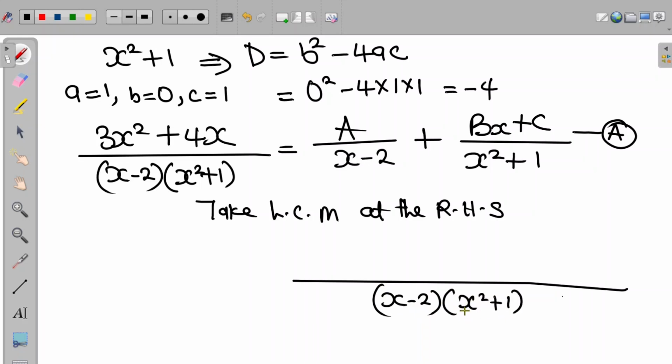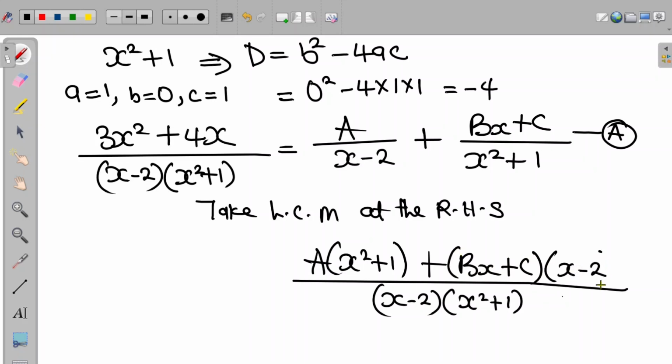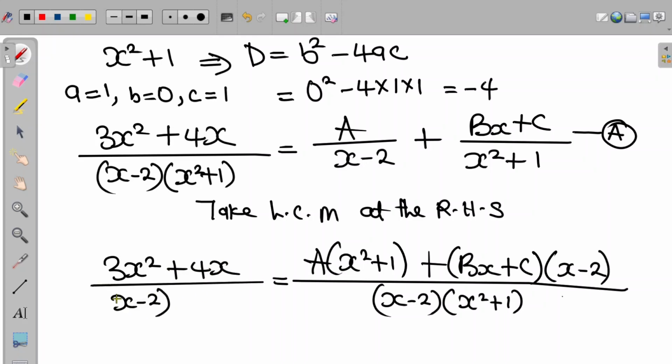The LCM divided by (x minus 2) will be left with x squared plus 1. So we have A multiplied by (x squared plus 1), plus also the LCM divided by (x squared plus 1) will be left with x minus 2. So we have (bx plus c) multiplied by (x minus 2). Now we write down our left-hand side. So we have (3x squared plus 4x) divided by (x minus 2)(x squared plus 1).